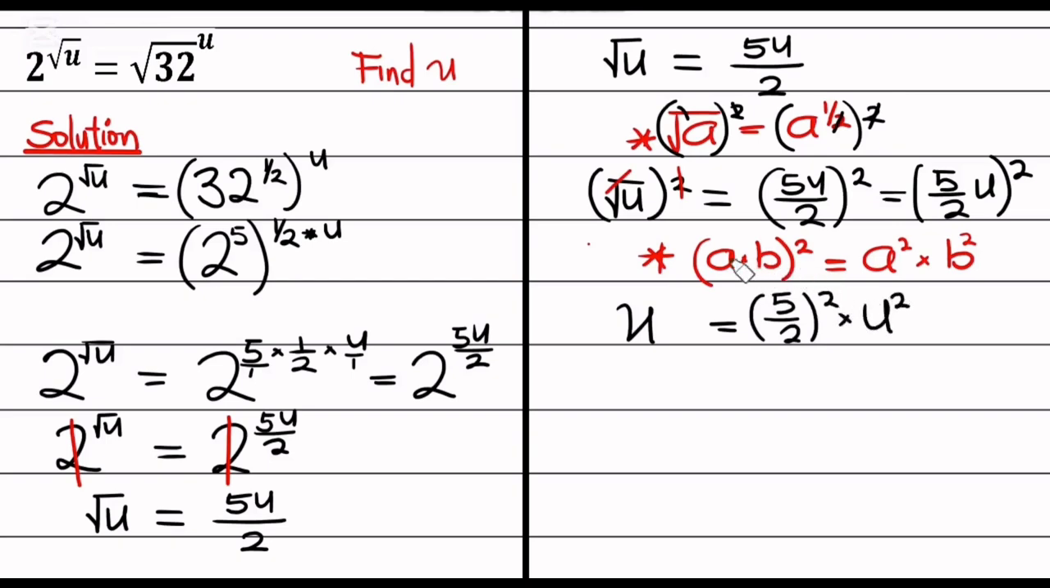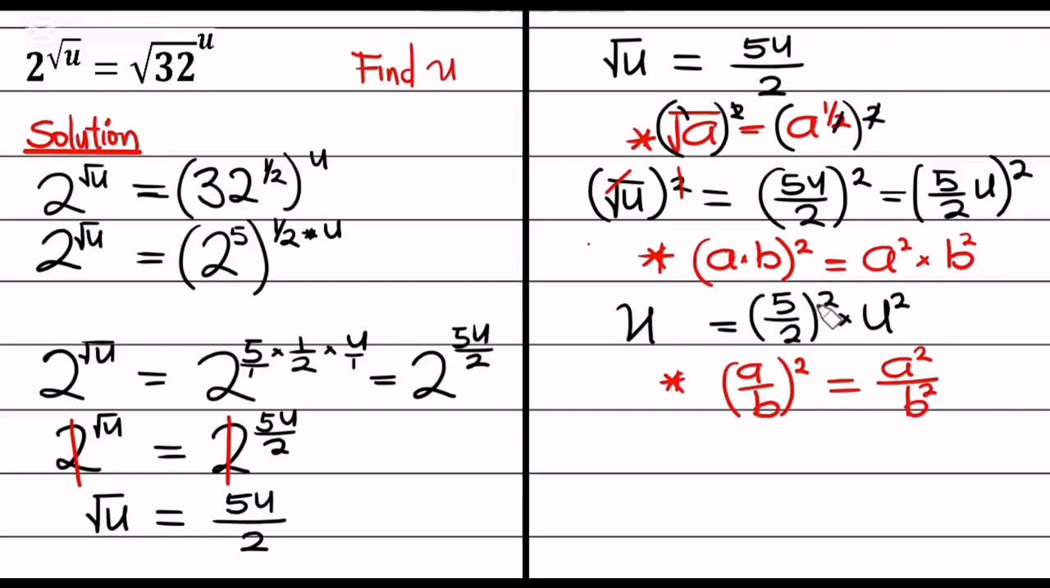Also, the twin brother of this index rule is what I'm going to need to apply to this part of the equation, which says whenever I have a over b, all in parentheses, raised to the power of 2, it can be written as a raised to the power of 2 over b raised to the power of 2.